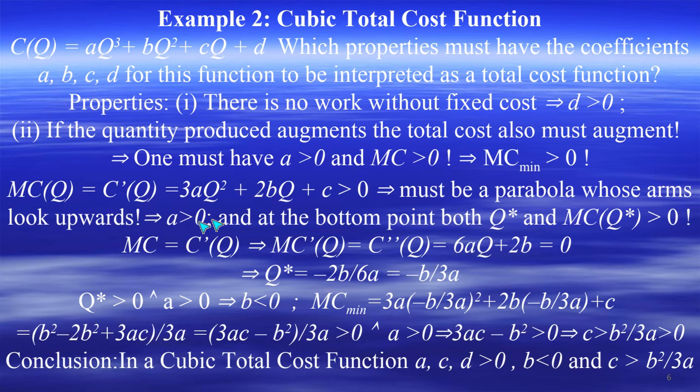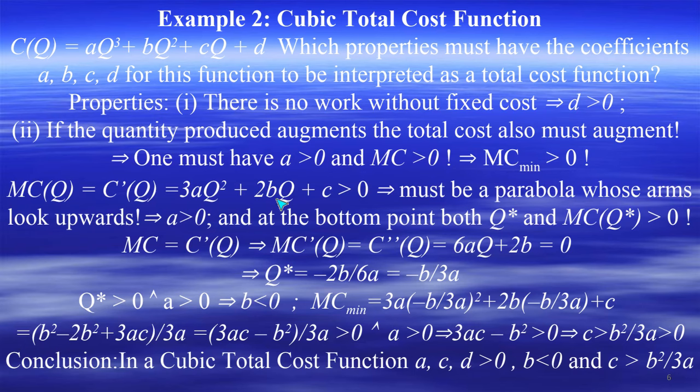If it is an inverse U-shape, a downward looking parabola, then its arms will go towards minus infinity, which we don't want, because marginal cost cannot be negative. So the arms of this marginal cost parabola should look upwards. Then the coefficient of the square term should be positive, as we know. But this is not sufficient. At the bottom point of this marginal cost, the marginal cost at Q star should be greater than zero. Not only should the arms of the parabola look upwards, but its bottom point should also be at a positive quantity, and its height should be positive as well.